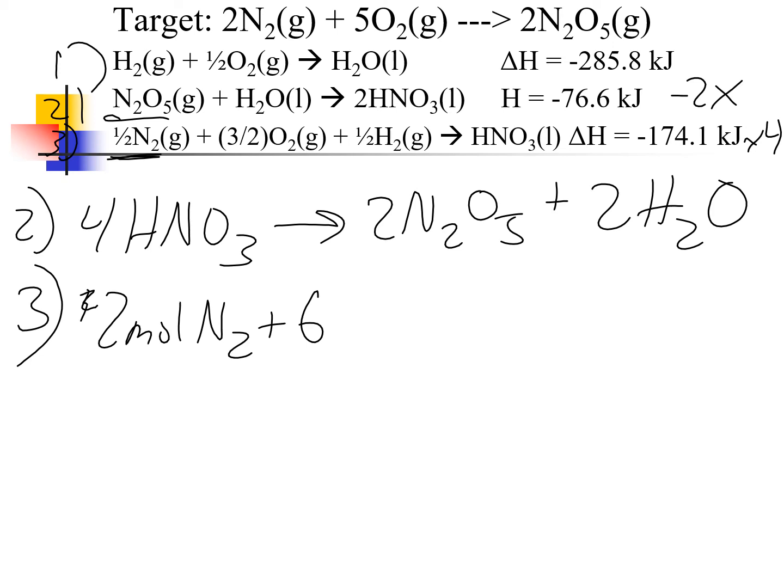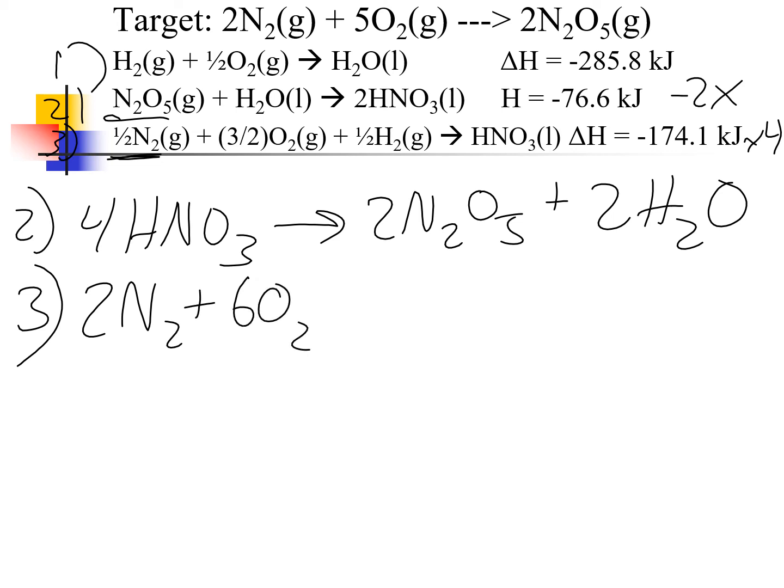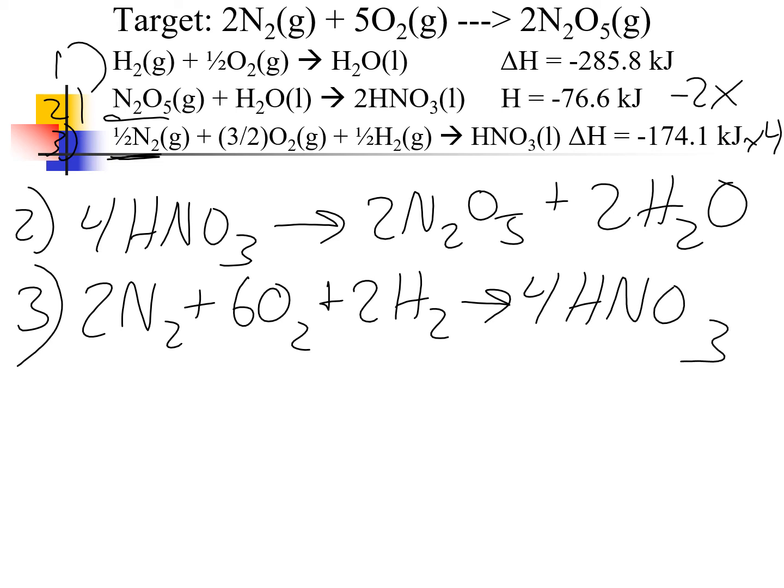Oh, I'm going to rewrite that. My apologies. I don't know why I wrote the word moles. So again, we would get 2 nitrogens plus 6 oxygens. 3/2 times 4 is 6, I think. Plus 2 hydrogens makes 4 HNO3. Okay, so we're in pretty good shape. So looking at this, kind of eyeballing where we're at so far, because that first equation was still kind of weird, I can see that as is, the HNO3 cancels, which is good because we don't want that.